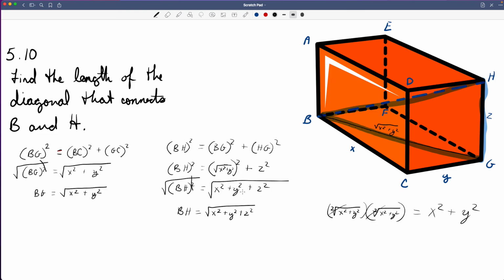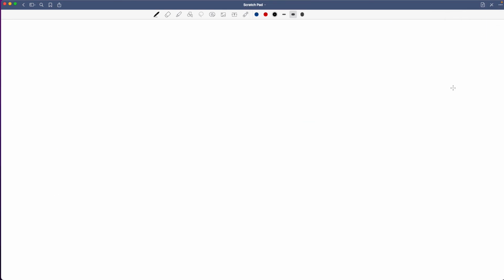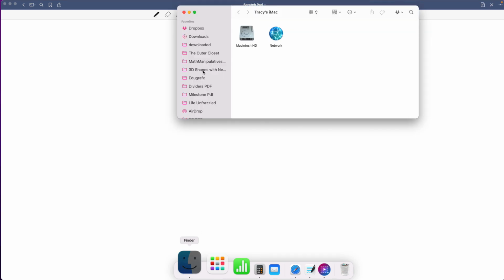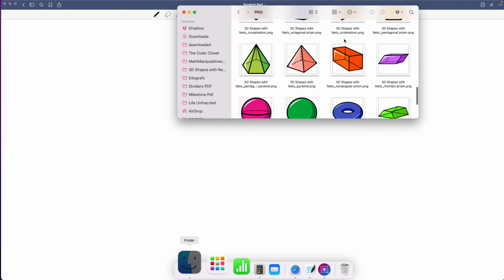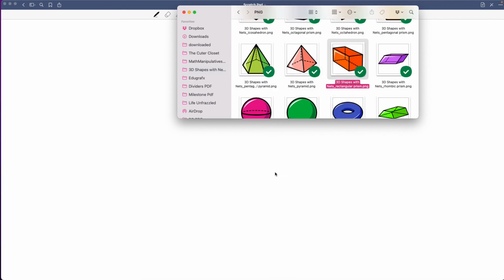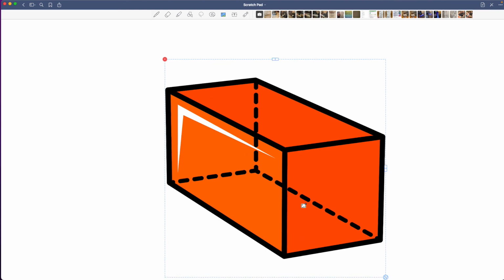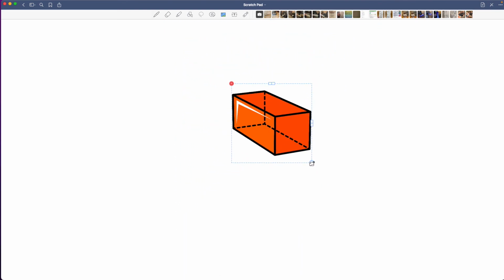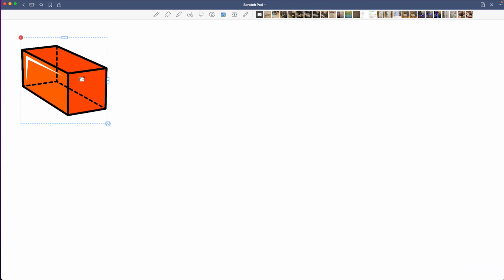All right, so we have one more just like that. Let me clear the page. And we are going to find the length of diagonal AC in this rectangle. All right, let me get my rectangle. I'll show you how I actually pull my rectangles in for these three-dimensional shapes. I bought these cool set of clip art shapes, and I just drag them in, and voila, I have a shape. I'm going to make this a little bit smaller so it doesn't take up as much room. Isn't that easier than me drawing? And it looks so much better.